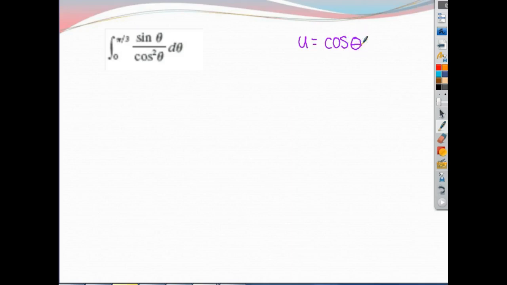Oh my gosh, super. What's the derivative of cosine? Negative sine. Positive. So what would that do to my integral? Use u.